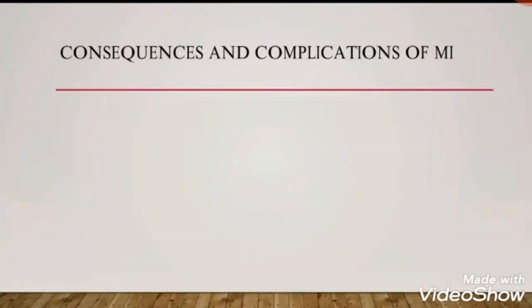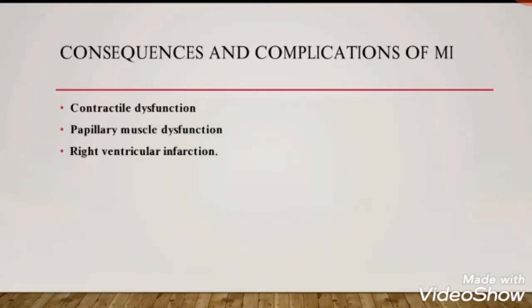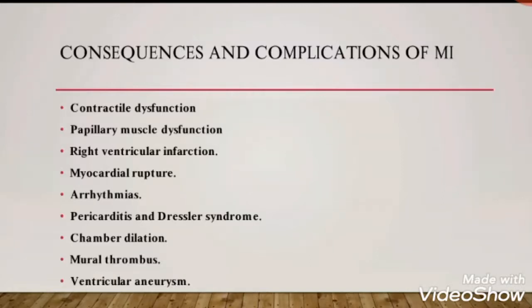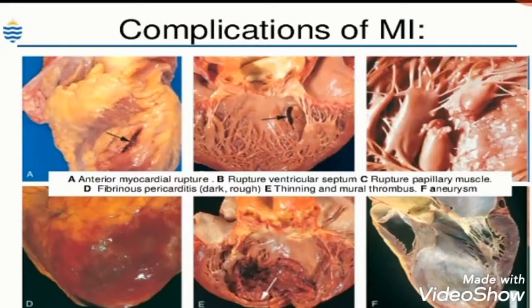The consequences and complications of MI include contractile dysfunction, papillary muscle dysfunction, right ventricular infarction, myocardial rupture, arrhythmias, pericarditis and Dressler syndrome, chamber dilation, mural thrombus, ventricular aneurysm, and progressive late heart failure. As we can see here, we have myocardial rupture, septum rupture, papillary muscle rupture, fibrous pericarditis, mural thrombus, and aneurysm.